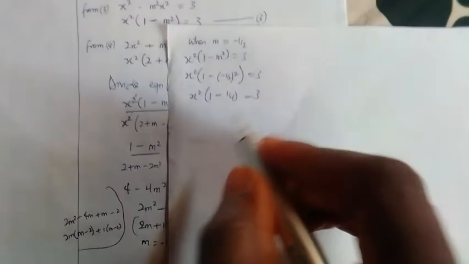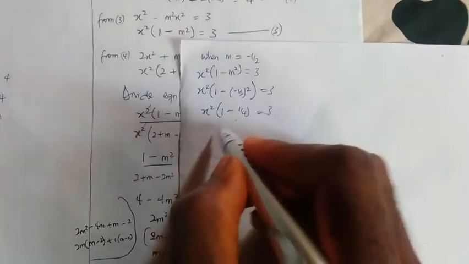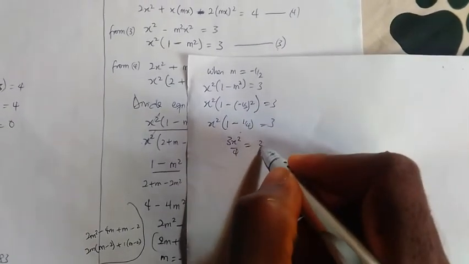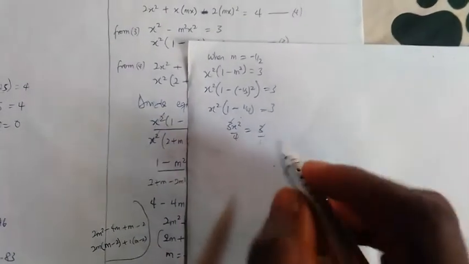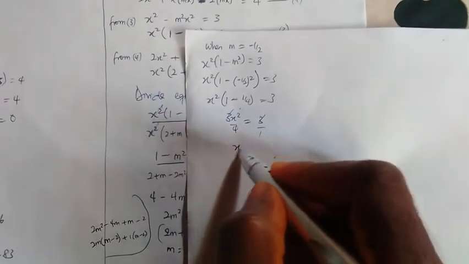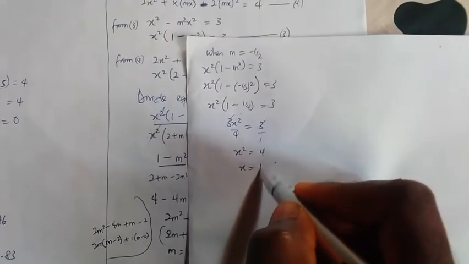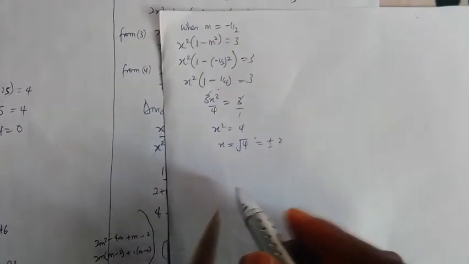This becomes 3 over 4 times x squared, so 3x squared over 4 equals 3. This 3 can cancel this 3. So from there we have x squared equals 4, and x equals the square root of 4, which gives us plus or minus 2. Now we've gotten our x.